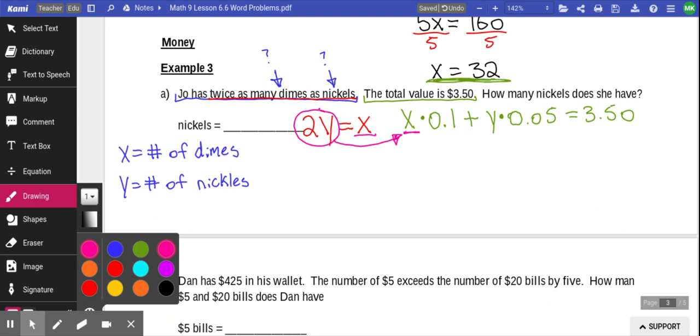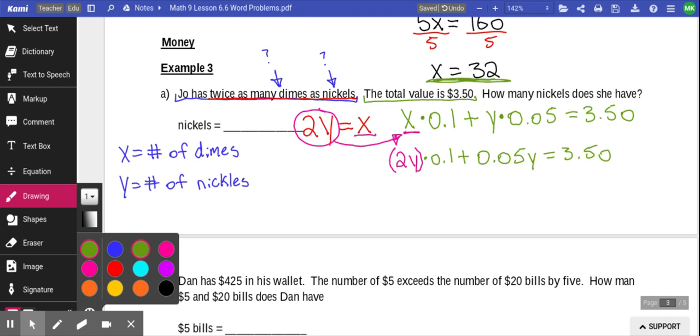So my new equation would be 2y times 0.1. And then plus, instead of writing y times 0.05, I'm going to reorder it to be 0.05y equals 3.50. We've talked about that reordering thing before, right? In multiplication, you can reverse the way that they're written. I just like the number in front. That's kind of more the proper way to do it.